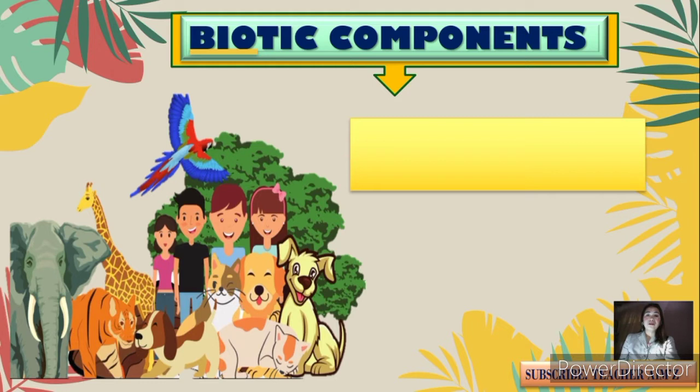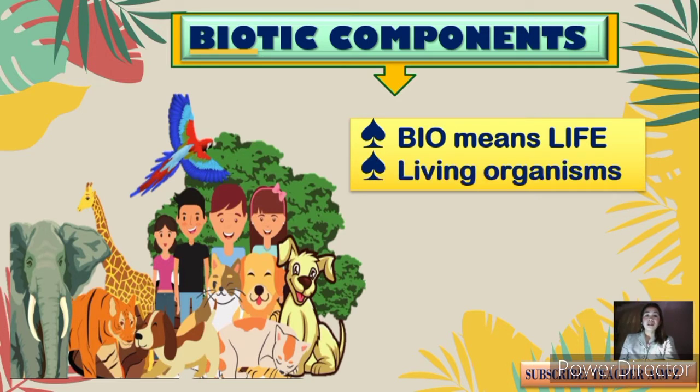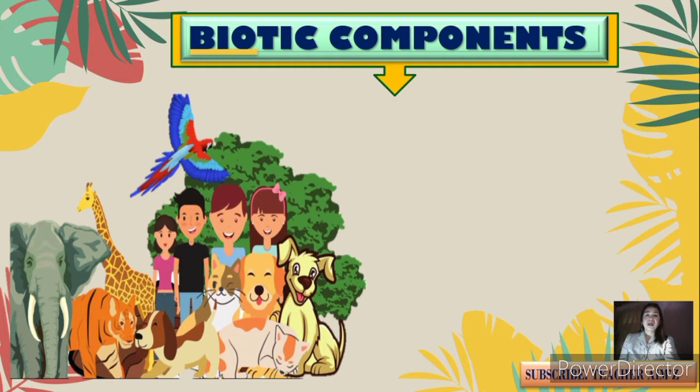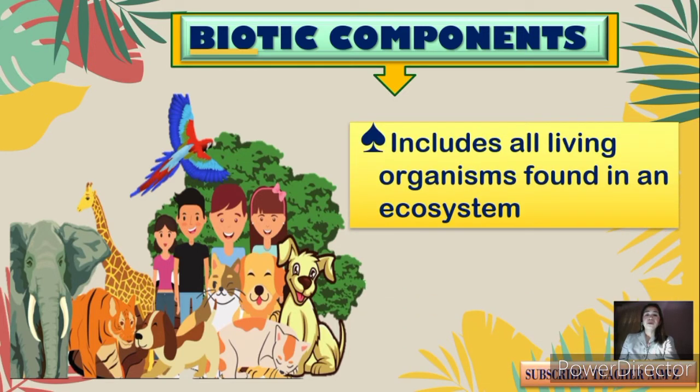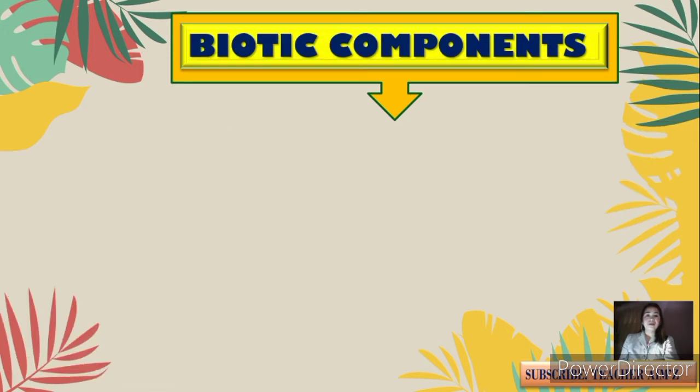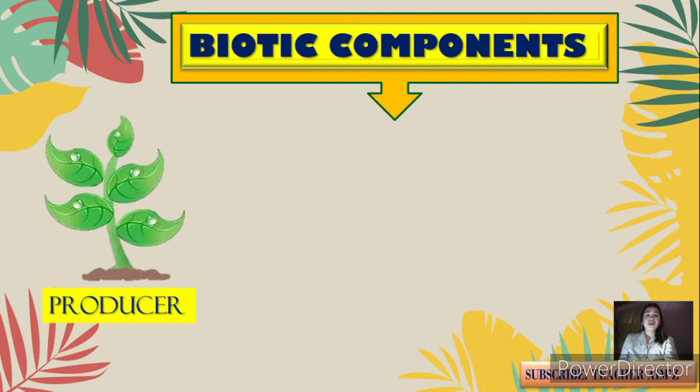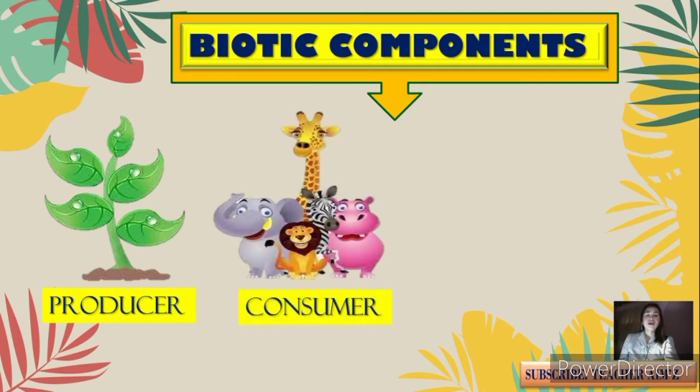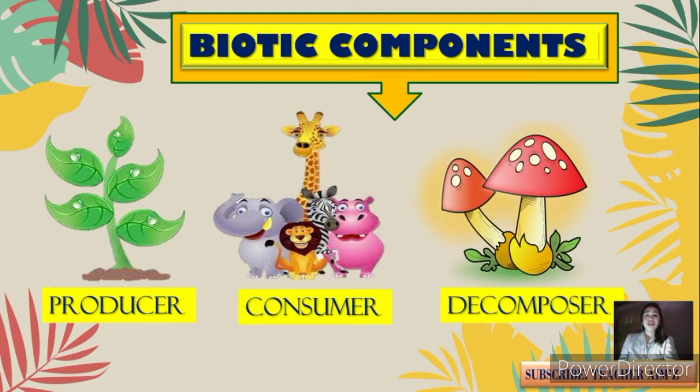The word bio from biotic comes from the Greek word bios, which means life. Literally, it means living organisms. Biotic components include all living organisms found in an ecosystem. Biotic components include producers such as plants, consumers such as animals, and decomposers such as bacteria and fungi.